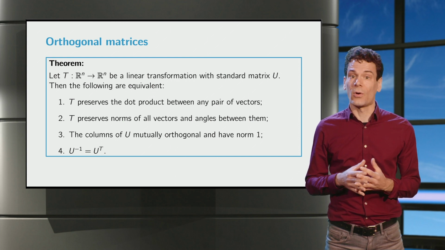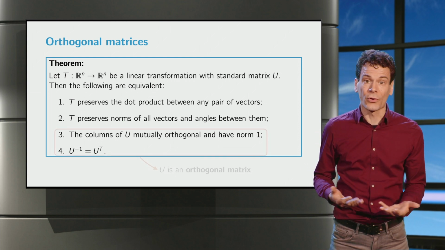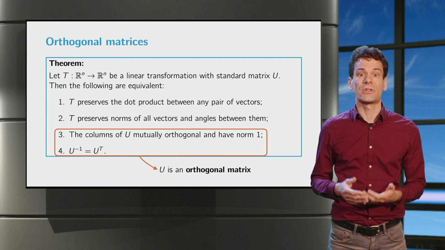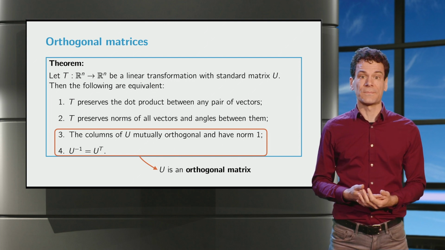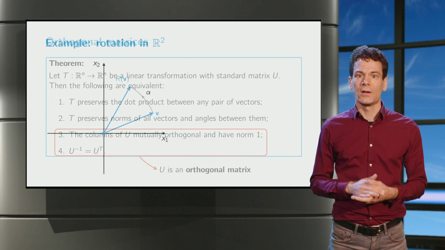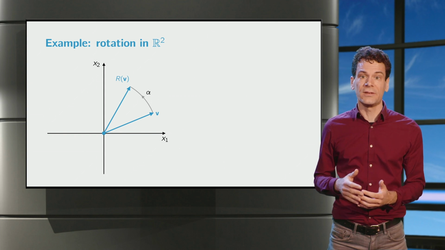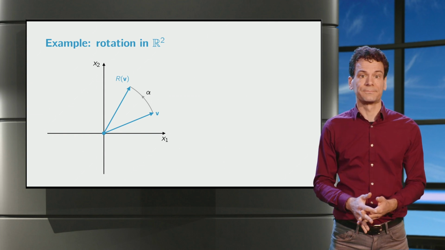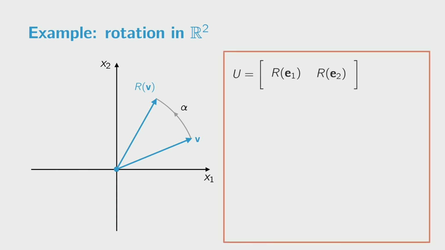The standard matrix of an orthogonal transformation is called an orthogonal matrix, so the last two statements give characterizations of orthogonal matrices. Before I prove the theorem, let's look at an example. The rotation r in the plane around the origin counterclockwise by an angle alpha. As you know, the columns of U are the rotations of the standard basis vectors e1 and e2. The rotation of e1 is the vector (cosine alpha, sine alpha). The rotation of e2 is (minus sine alpha, cosine alpha). This gives the standard matrix.